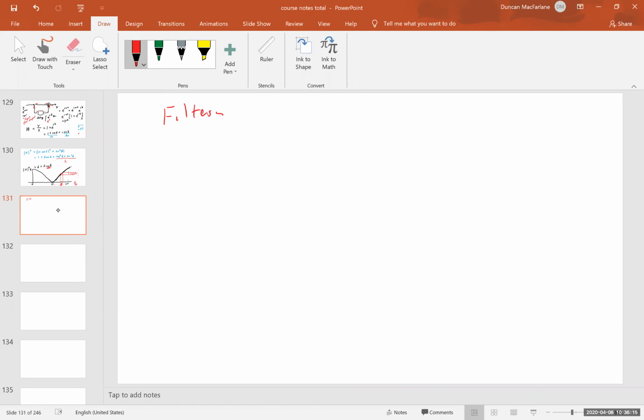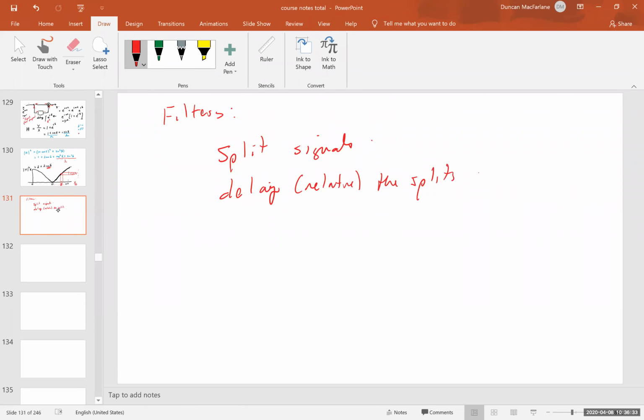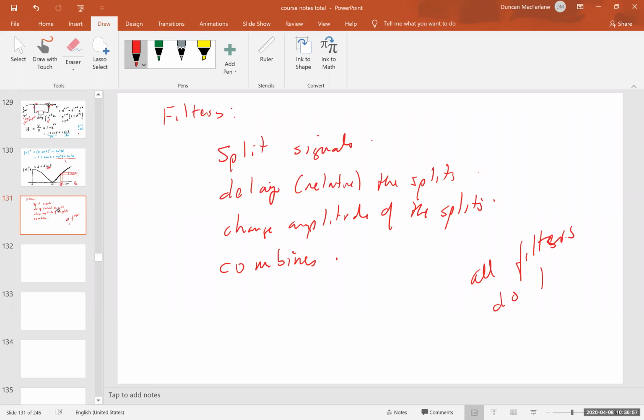So filters split signals, delay relative the splits. It could change the amplitude of the splits. And then it combines those together. All filters do these things.